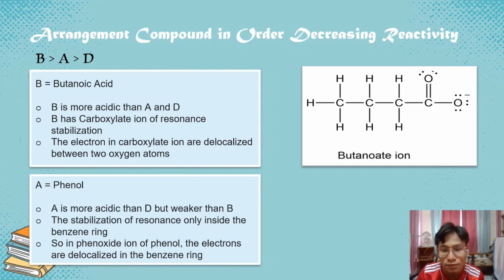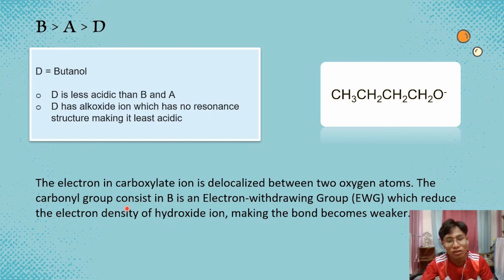So from this arrangement, we can summarize that the electrons in the carboxylate ion are delocalized between two oxygen atoms. The carbonyl group in B is an electron withdrawing group, EWG, which reduces the electron density of the hydroxide ion, making the bond weaker. So compound B is the most reactive, followed by compound A and then compound D.